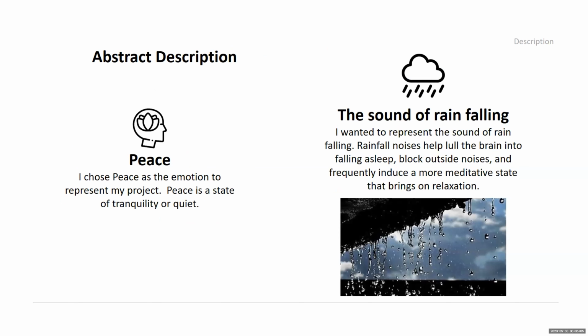In the abstract description, the feeling that I chose was peace. I chose peace as the emotion to represent my project. Peace is a state of tranquility and quiet. I also used the sound of rain falling. I wanted to represent the sound of rain falling. Rainfall noises help lull the brain into falling asleep, block outside noises, and frequently induce a more meditative state that brings on relaxation.